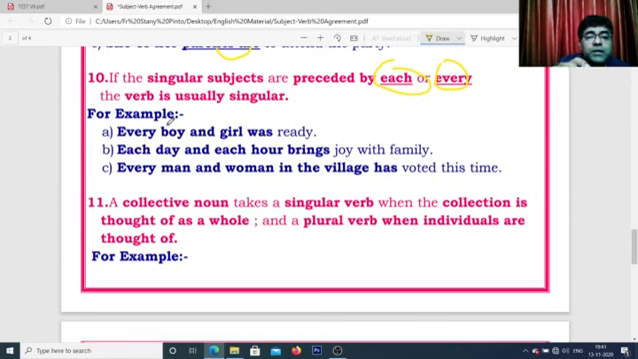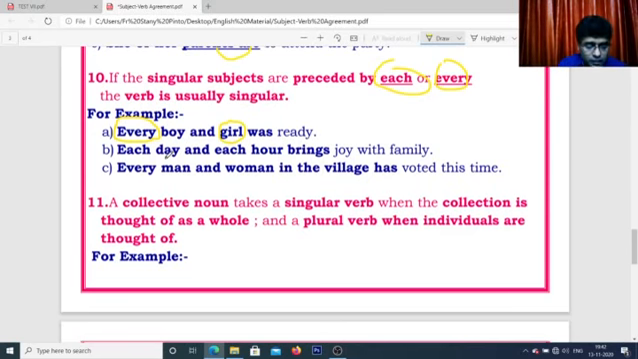Now what are we speaking? We are speaking individually. Every boy. You take among the 100, 50 were boys and 50 were girls. All the 50 boys and all the 50 girls individually. Hence, every boy and girl was ready.